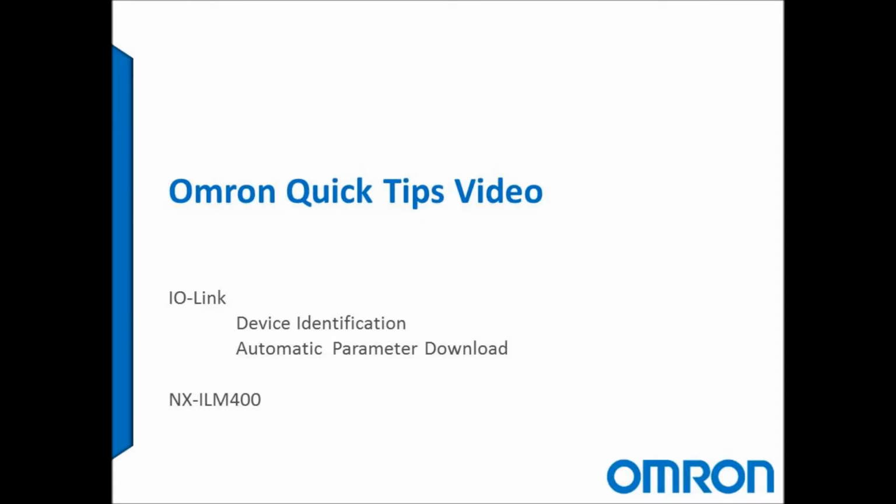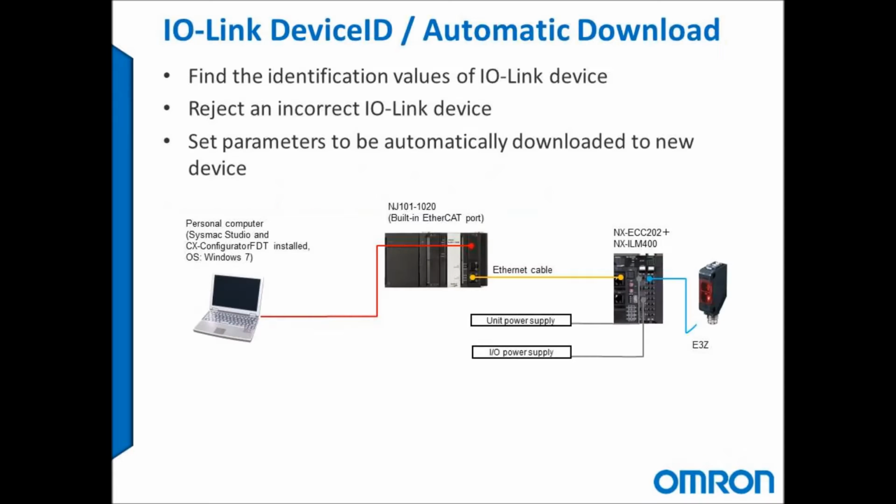In this video, I'm going to show you how to set up IO-Link device identification and how to use it to automatically download parameters to a replacement device. In this tutorial, I'm programming an NJ101-1020 over USB connected over EtherCAT to an NX coupler, which is communicating to the IO-Link master NXILM400. The device I'll be using is the Omron Photosensor E3Z.